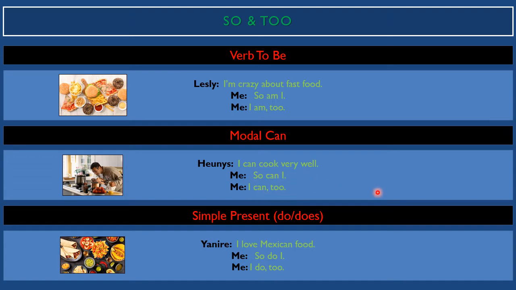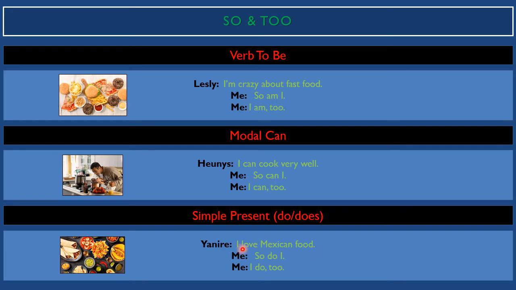And for the last one, we have the simple present. Remember, for the simple present, the auxiliary verbs are do or does. In this case, Janire says, I love Mexican food. And I say, so do I. Or, I do too. That means that she loves Mexican food and I love Mexican food too. So in this case, to agree, I'm going to use do because the sentence is in the simple present.